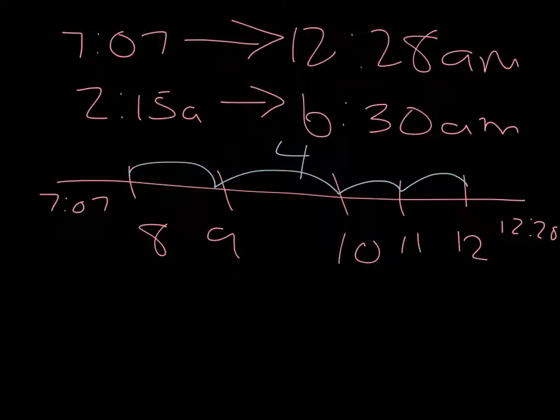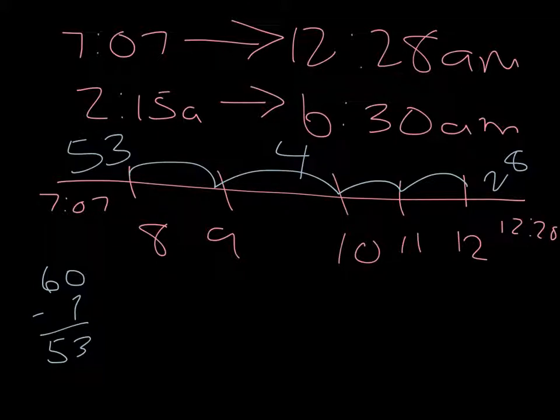But I have these extra little minute spaces on the end that are not complete hours, and I've got to figure that out. I'll start here with the 12 to 12:28, because that's easy peasy, that's 28 minutes. We don't have to do any extra math for that. But if I look over here at the 7:07, I have to figure out how much time is from 7:07 to 8 o'clock. The easiest way to do that is to take 60 minus 7 is 53. So that means there's 53 minutes over here.